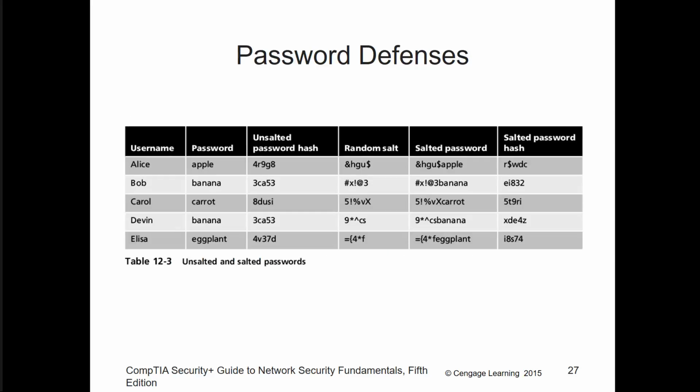For example, here we have Apple, the unsalted password hash, random salts, the salted password, and now the salted password hash. It would be the random salt plus the password that gets us our fourth column, and then the salted password would also be hashed.